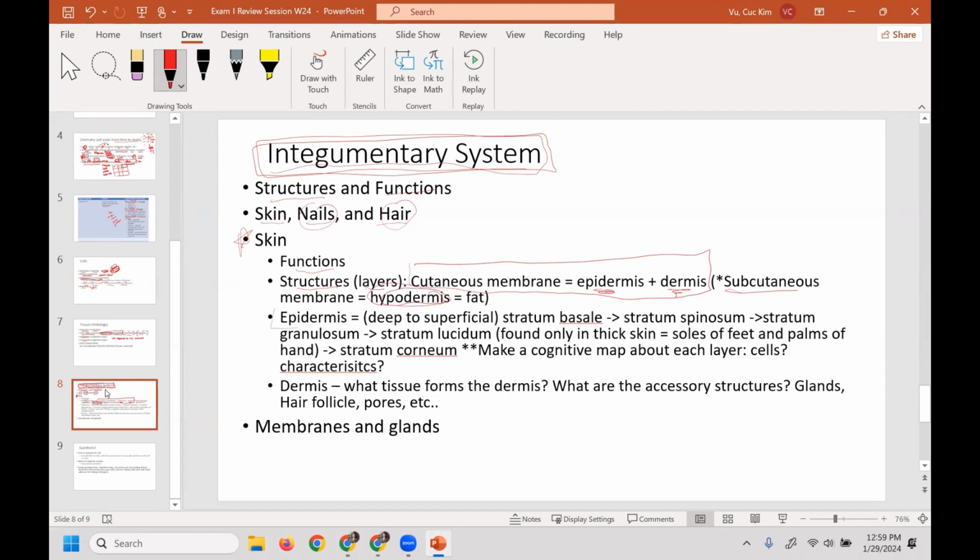Then we talked about the epidermis, the different layers: stratum basale, spinosum, granulosum, lucidum, and then corneum. And again, if I'm asking you these layers on a test, make sure you understand if I'm asking from deep to superficial or from superficial to deep. So read the questions carefully.